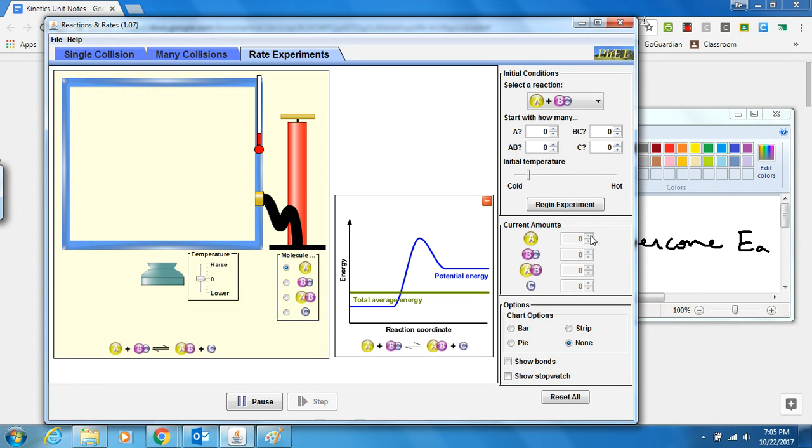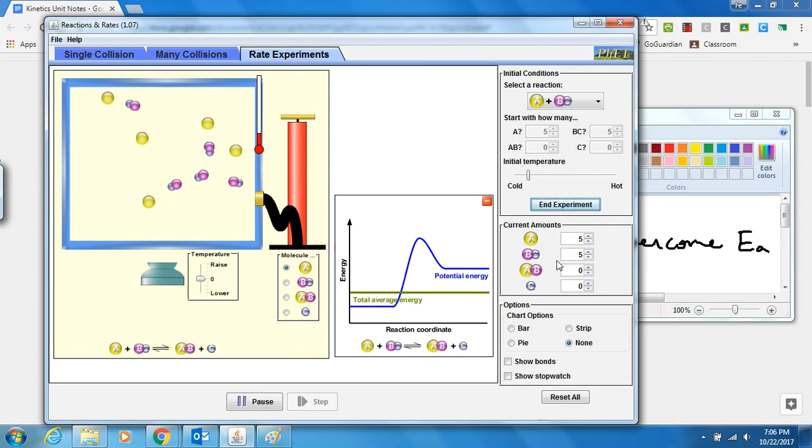So we'll add, let's say, 5 A's and we need some BC's. Let's add 5 BC's, all right? And let's see if we put that in there, let's see what happens to our experiment. So we have them in there. They're making collisions. Right now, we don't see any effective collisions. If they hit with the correct orientation and sufficient energy to overcome the activation energy, then we will have effective collisions. So I don't see any yet.